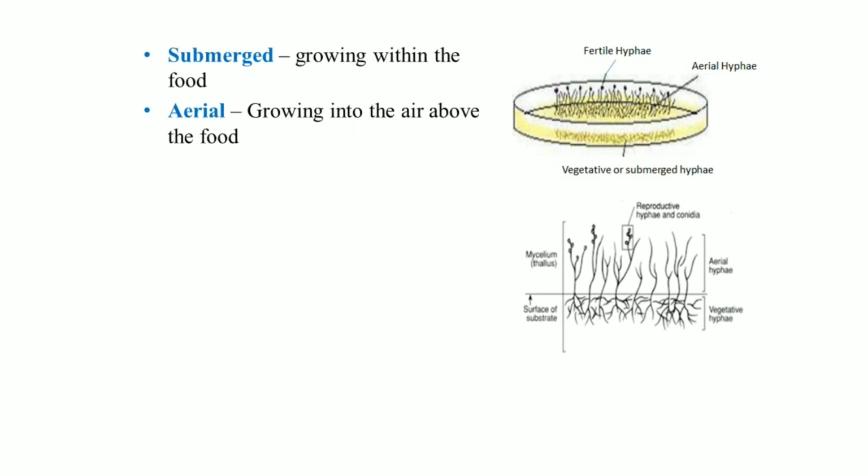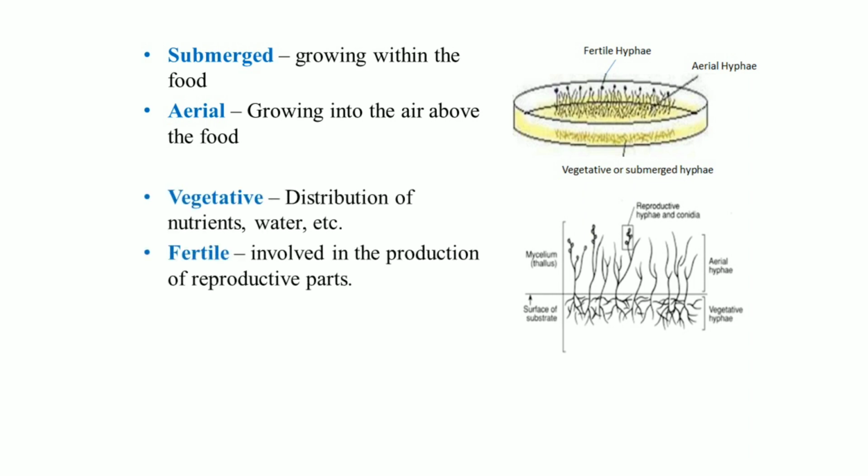The hyphae may be submerged or aerial. Submerged hyphae grow within the food, aerial hyphae grow into the air above the food. The hyphae may also be classified as vegetative and fertile hyphae. Vegetative hyphae are involved in the distribution of nutrients and water. Fertile hyphae are involved in the production of reproductive parts. In most molds, fertile hyphae are aerial. In some molds, they may be submerged.